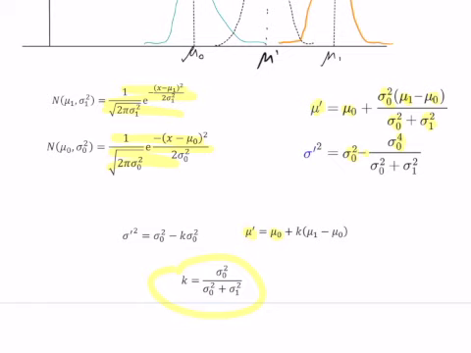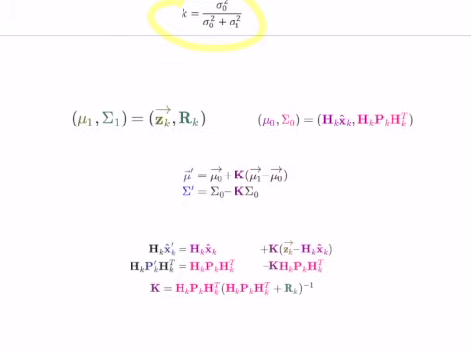Now, let me show you how these equations can be exactly extended to multi-dimensional matrix notation. On the left, I have mu1 and sigma 1. This is the measurement. And mu1 has the mean zk, which is the actual measurement from the sensor, and the uncertainty matrix Rk, which we get from the sensor datasheet. On the right, we have mu0 and sigma 0. This is the prediction of the current state as expressed in the sensor space.